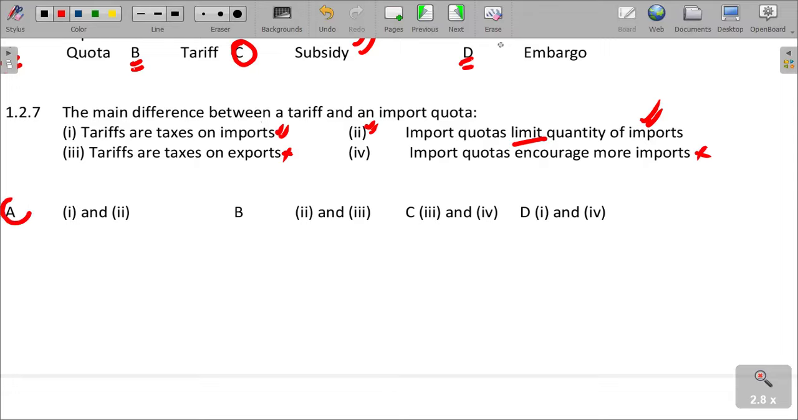It's 1 and 2. Import tariffs are taxes on imports, and quotas limit the quantity of what has to be allowed to enter through the borders. So A is the right answer there.